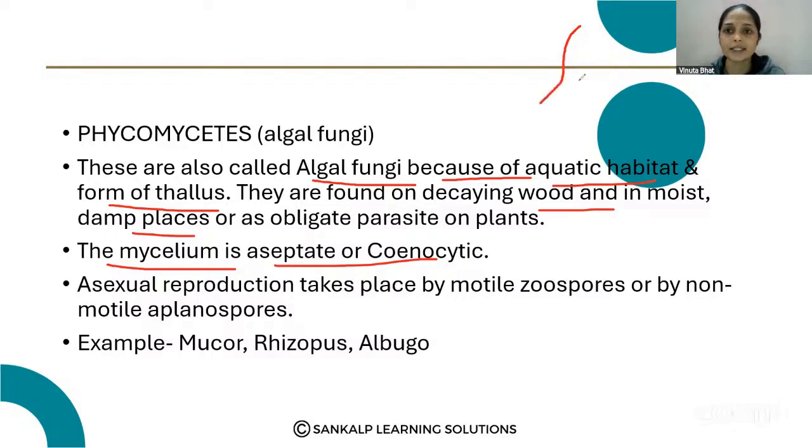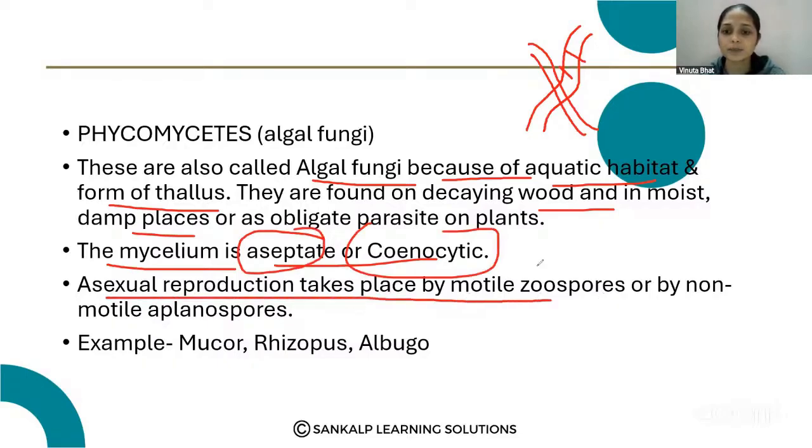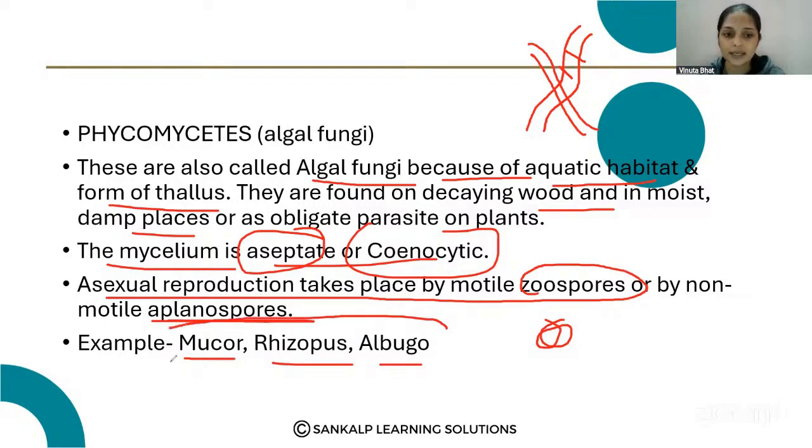The hyphae or the mycelium is aseptate. There are no septa, no cross walls. A mycelium with cross walls is called septate. And the cenocytic hyphae. Asexual reproduction takes place by motile zoospores, that is, motile spores, and non-motile aplanospores. Here the examples are Mucor, Rhizopus, Albugo. Please remember these examples.